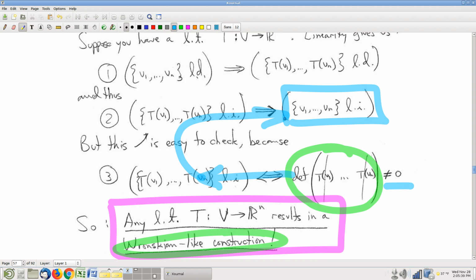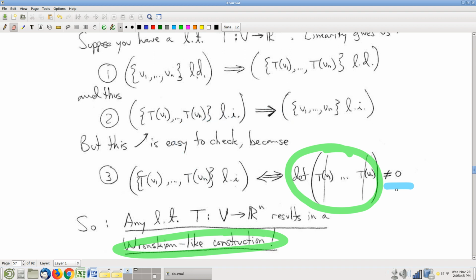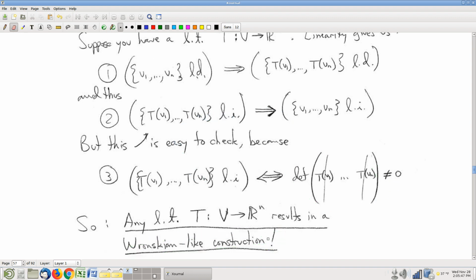Everybody on board? Okay. So the beautiful thing about this generalized Wronskian construction is it works for any linear transformation, that is, any linear transformation whose target is Rn. Whatever vector space you're operating in, doesn't matter, any vector space at all. Dream up some linear transformation whose target is Rn, and you've got yourself a Wronskian.